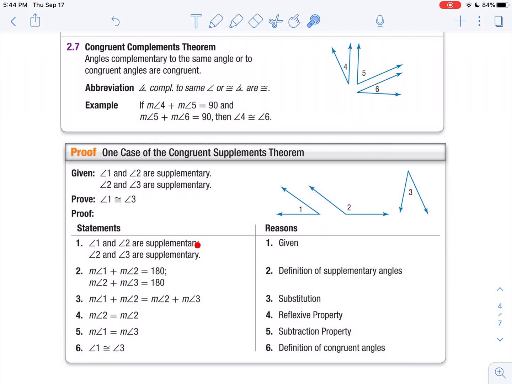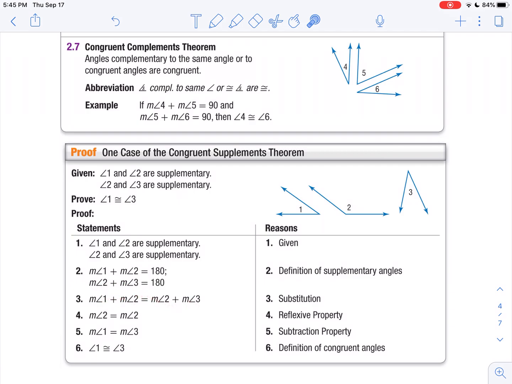We know angle 1 and angle 2 are supplementary, and we know angle 2 and angle 3 are supplementary. So by the definition of supplementary angles, we know they add to 180. Well, since they both add to 180, we can use substitution. Instead of writing 180, we're going to write what equals 180, which is angle 2 plus angle 3.